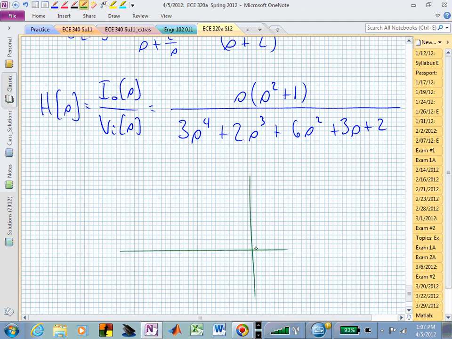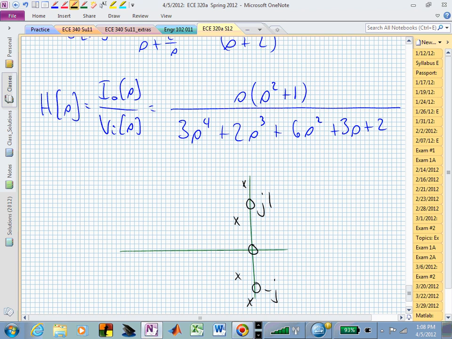Here's where they are. We have a zero here. We have another zero at j1 and another zero at minus j1. And our poles are at minus 0.318 plus and minus j0.57. And the other one was very close to the imaginary axis, but not quite on it, about right there. So that's what our pole-zero pattern looks like for that capital H of s.